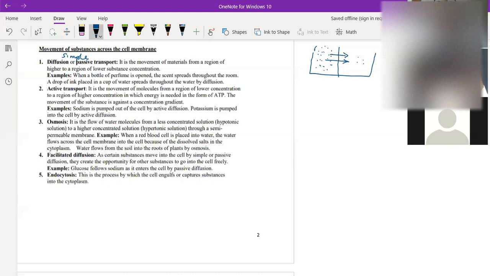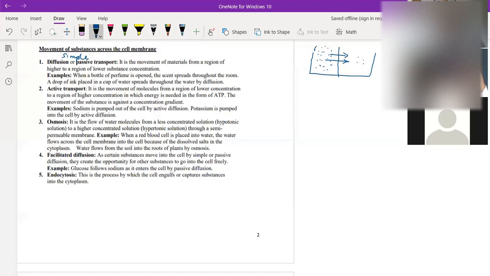So if you think of the scenarios, the bottle of perfume, you have the molecules concentrated here, few molecules outside, so it spreads out, simple diffusion. Same with the ink. If I take the red dye, I take water, put the ink here, let's say red ink. The molecules of the ink are concentrated here in the drop, so it spreads out. So that is simple diffusion. In this case, no energy is needed. You don't need any energy. So keep that in mind, simple diffusion.